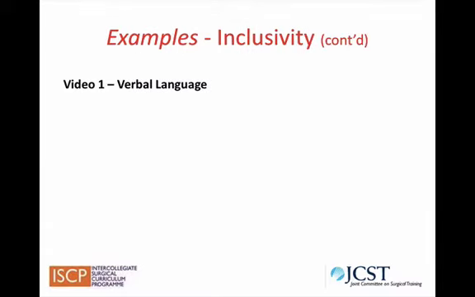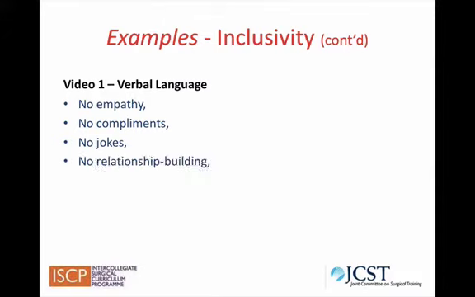Here are some further examples. In video 1, there's no empathy in the language, or compliments, or saying any positive things about the trainee's surgical skills. He isn't cheerful, and he doesn't even try to build up a relationship with the trainee. And there's no expression of his own vulnerabilities.